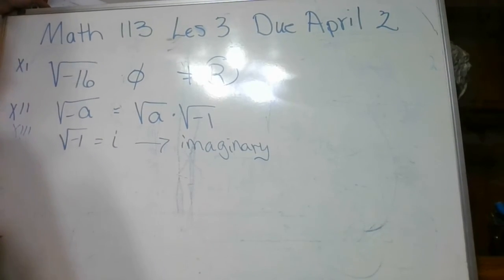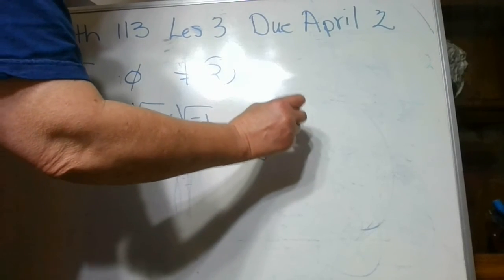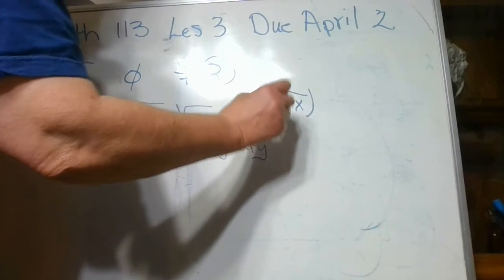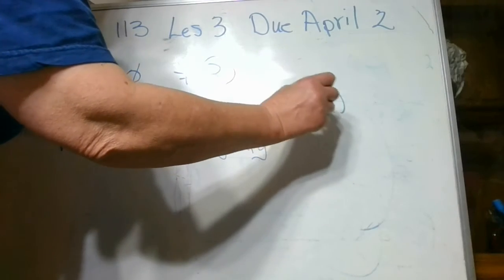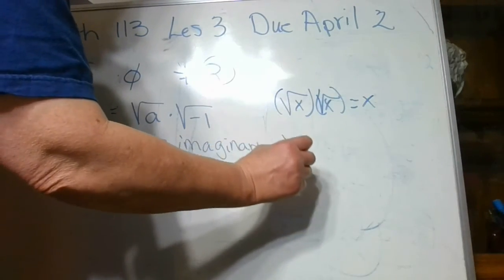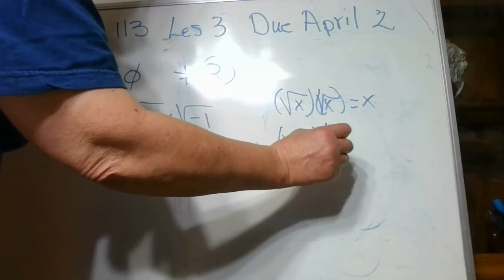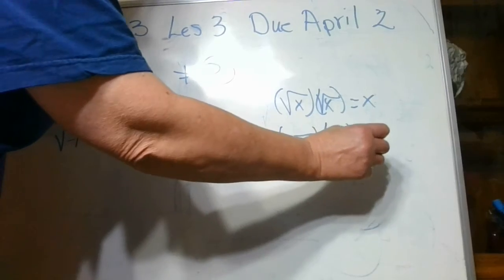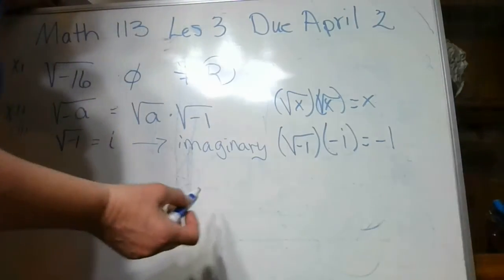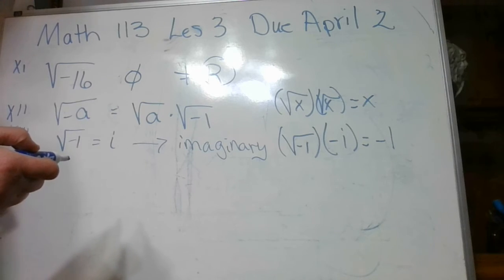And while we're here, I want to reiterate that when you have the square root of x times the square root of x, that's equal to x. Therefore, when you have the square root of negative 1 times the square root of negative 1, that's going to be equal to negative 1. So when you have i squared, it's going to be negative 1.